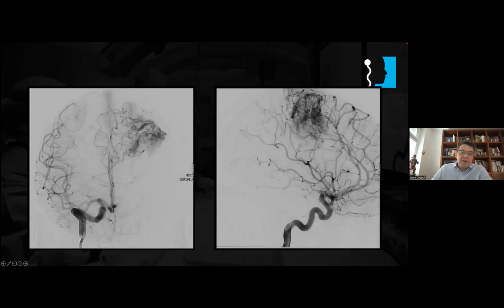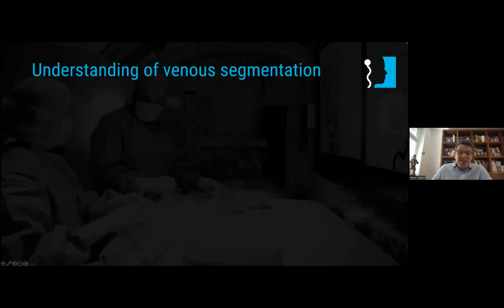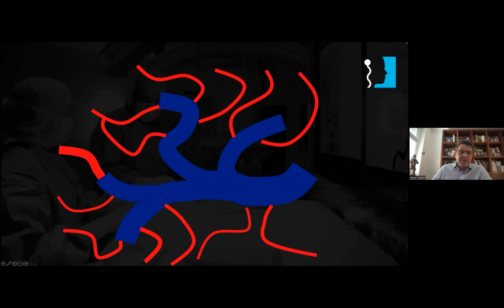You see that there's a lot of flow coming from, supply coming from the anterior cerebral artery from the other side. And here you need to understand how the veins are connected in order to do a stage venous embolization. And a stage venous embolization is, if this is a scheme of an AVM with primary veins here arriving in the main vein, you cannot occlude such a large AVM in one step.